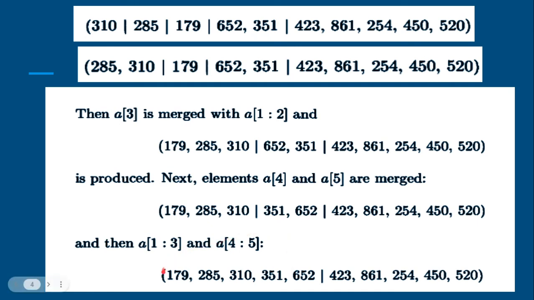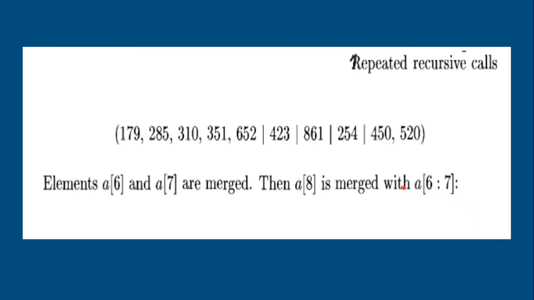So now the first biggest subset, which is the elements from A of 1 to A of 5, is now in order. Now we have to repeat the procedure in recursion to do the sorting in the next subset also. So the list now has the elements 423, 861, 254, 450 and 520. This has to be sorted now. So how do we sort this?